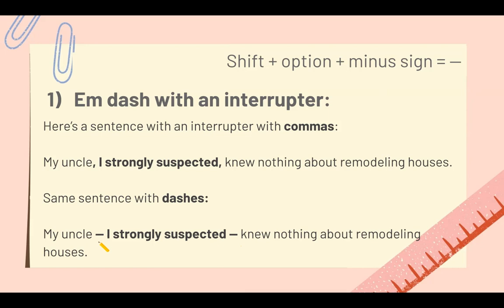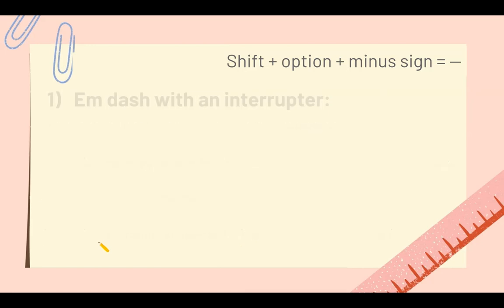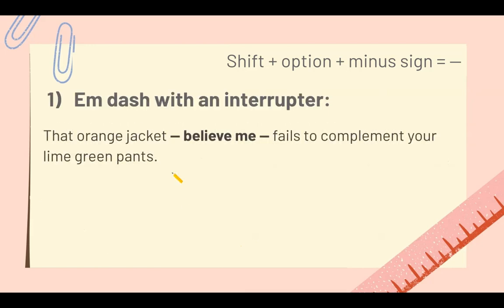Let's take a look at a couple more examples. Here we have: that orange jacket — believe me — fails to complement your lime green pants. "Believe me" is my interrupter. I don't need that for the sentence to work. That orange jacket fails to complement your lime green pants. "Believe me" is just that added bonus. It's interrupting, so I'm setting it off with dashes here.